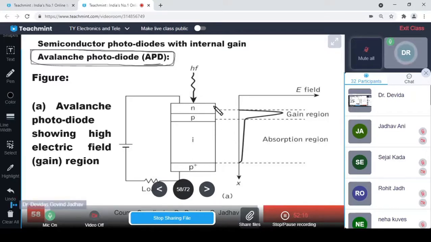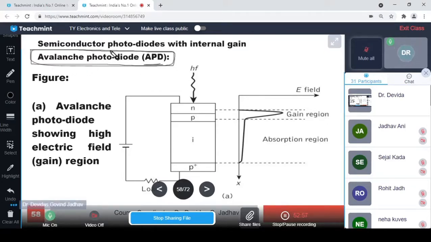The junction has its own depletion region, and the intrinsic area also has its own depletion region. So the overall depletion region is this much, which covers the complete absorption region. Okay, so this is the absorption region. It is covered by the intrinsic region, and there is a separate junction region. The junction depletion region is called the gain region.